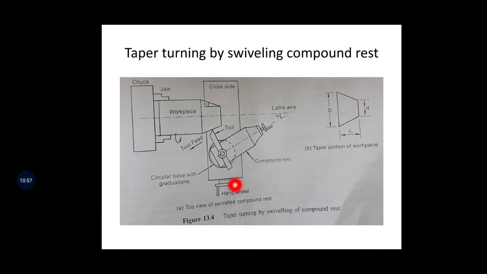That angle you have to fix in the compound rest. You have to rotate the compound rest, say 5 degrees or 10 degrees for example, then fix and tighten the compound rest properly, and then start the operation. To start the operation, you rotate the cross slide. The feed is given with the help of a hand wheel. The hand wheel you have to continuously turn to give the feed like this. This is the compound rest method.